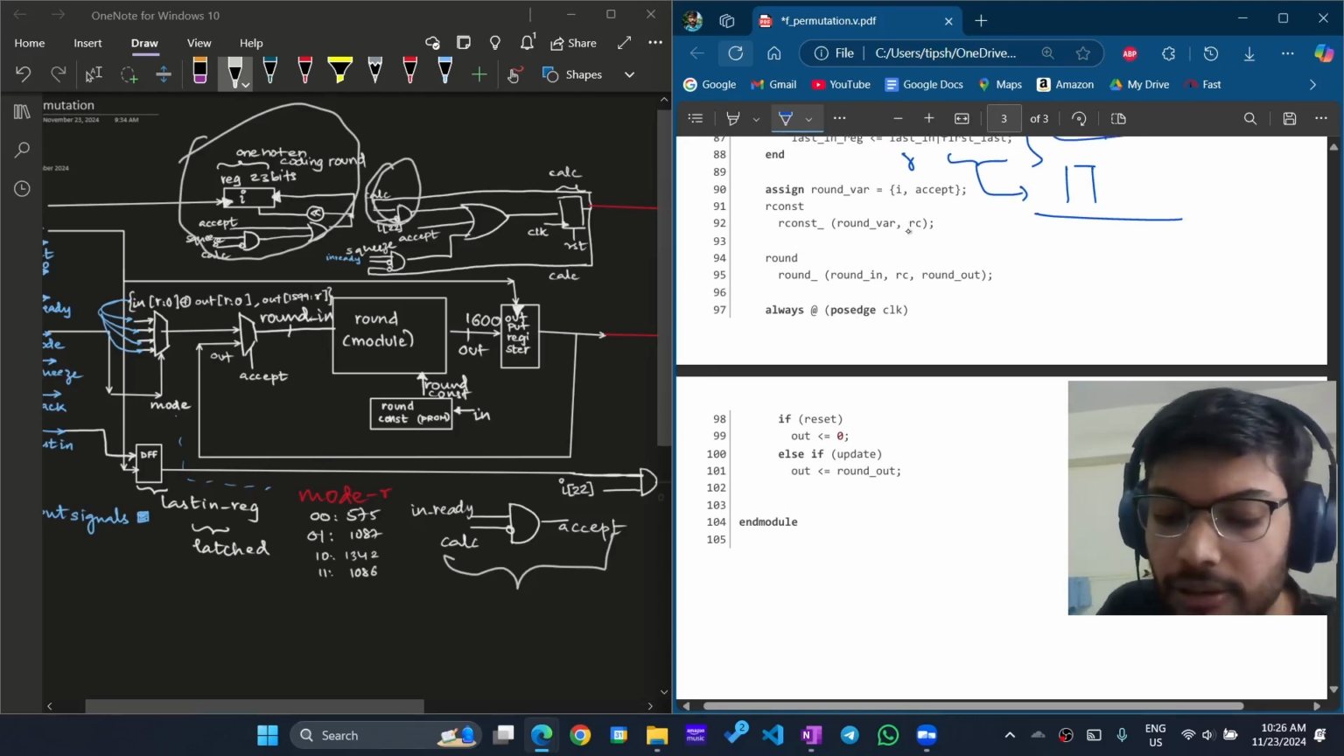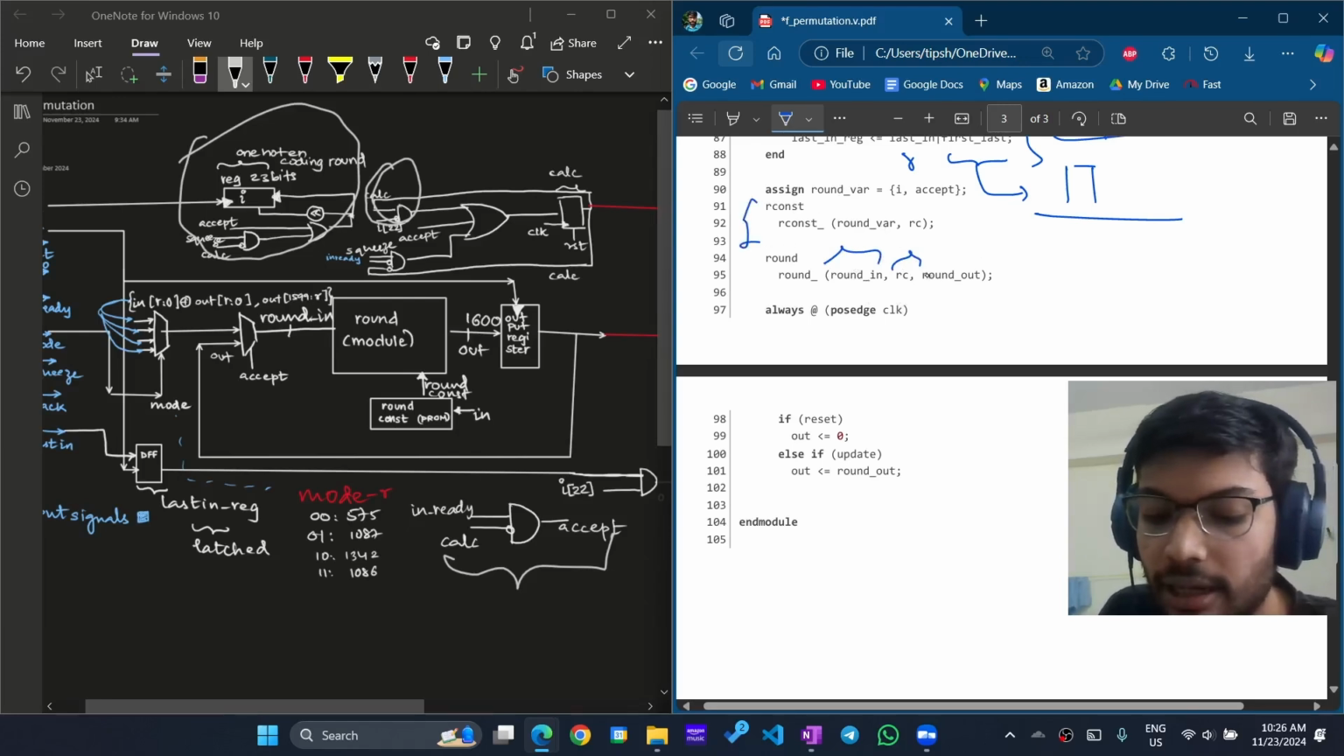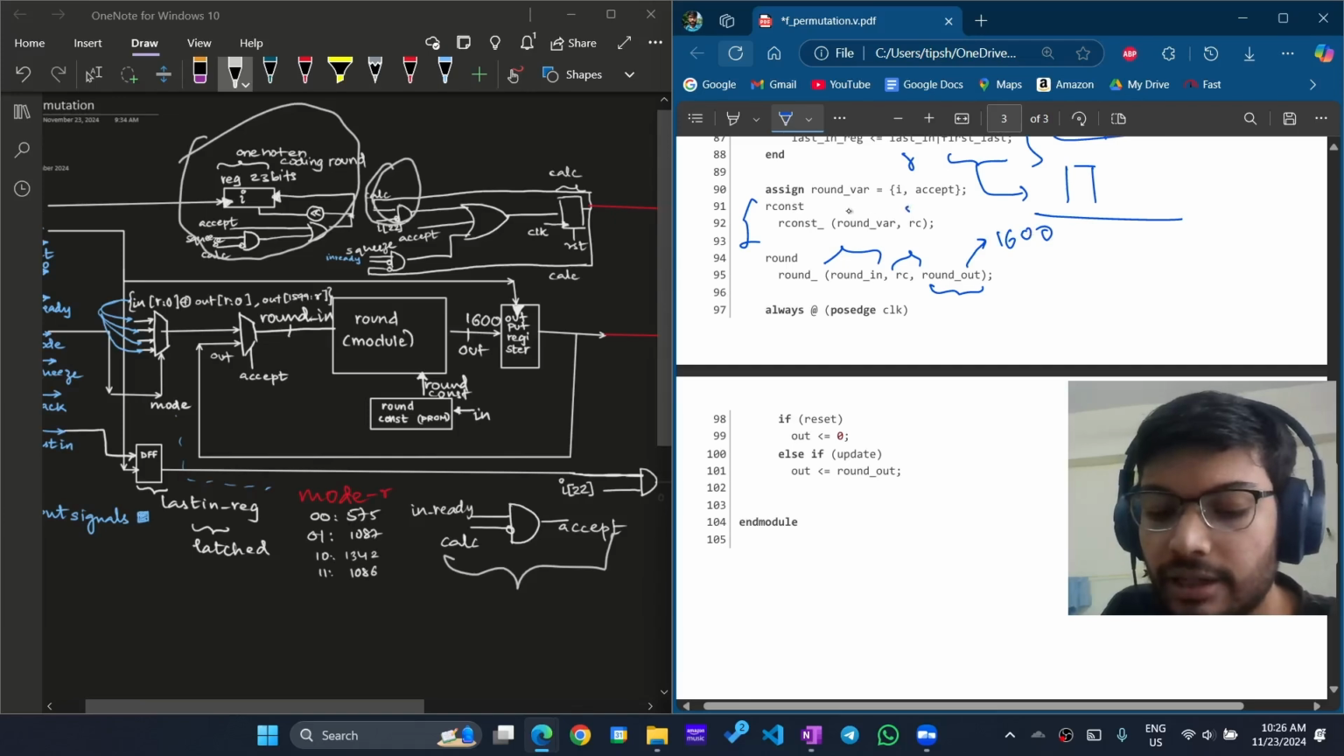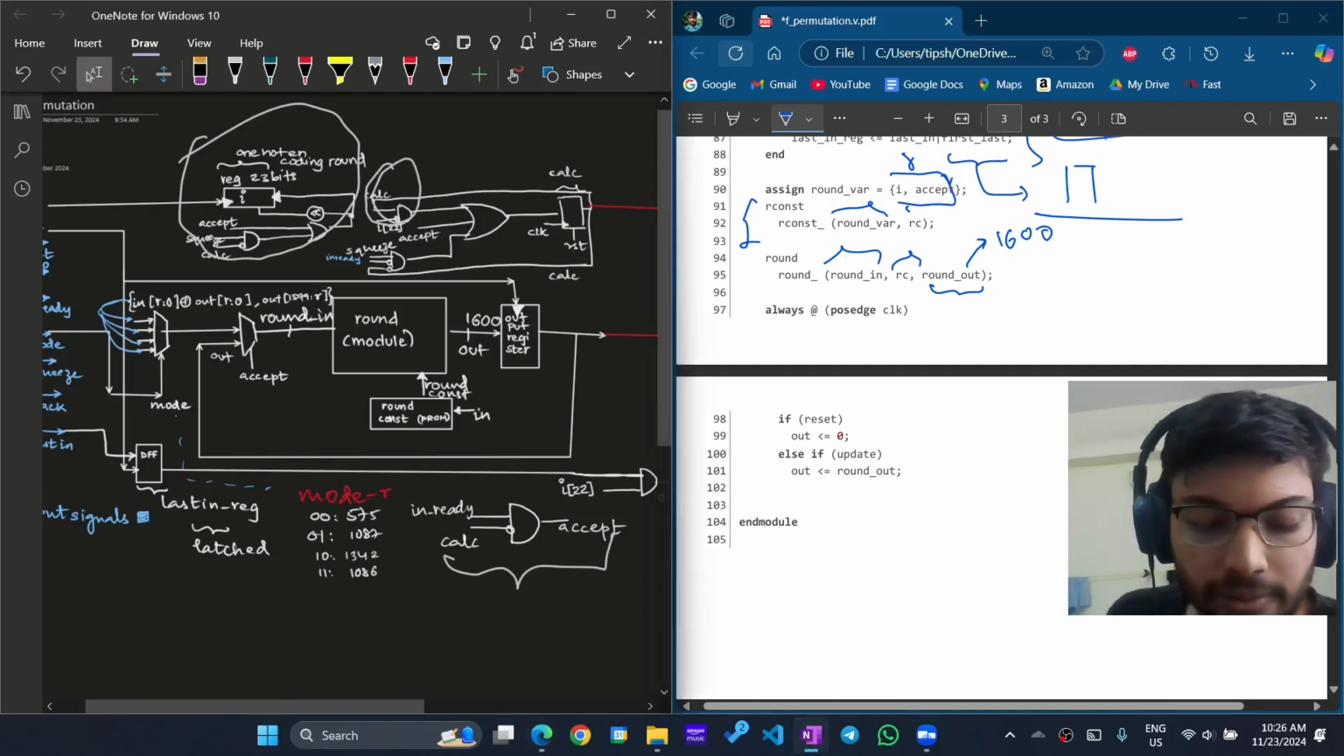The round input is given to this round function, and the round constant from the PROM here is given to the RC, and round out is the output of 1600 bits here. Round variable is to select the round constant, which is given through this round variable, which is given to this PROM here.